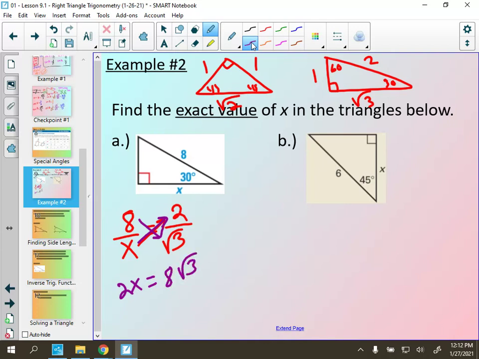And then, solve for x. Sometimes the x will just end up by itself. In this case, it didn't. So what do I have to do to get the x by itself? Divide both sides by 2 to get x equals, and here's a good look at, I can reduce that.